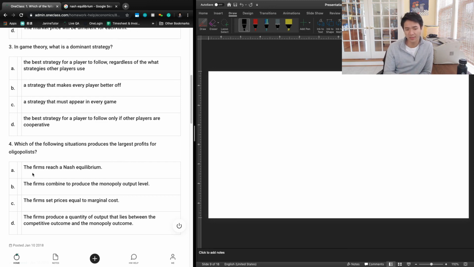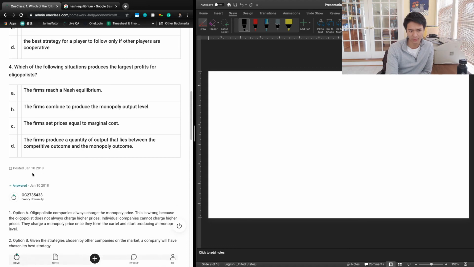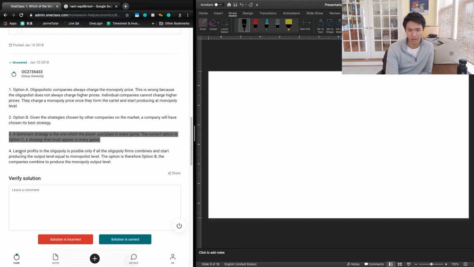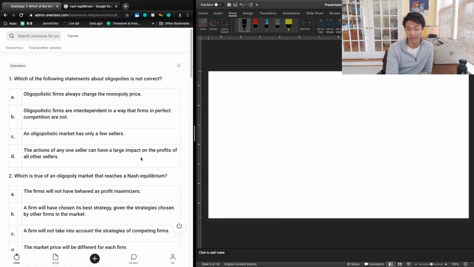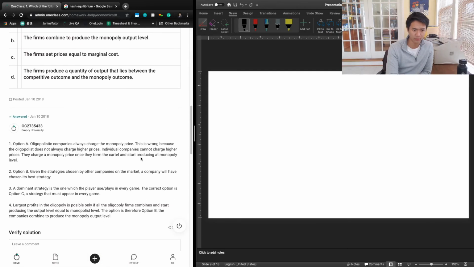So the output that lies between the competitive outcome and the monopoly outcome, that's the regular oligopoly outcome. But the largest profits available are the monopoly outcome, and that's going to be answer choice B, where the firms combine to produce the monopoly output level, aka forming a cartel or through collusion. And so that's going to be the best answer choice. 4 is B. That's also the correct answer that the previous tutor provided. So it looks like we got the same answers as the previous tutor did for all 4 questions.